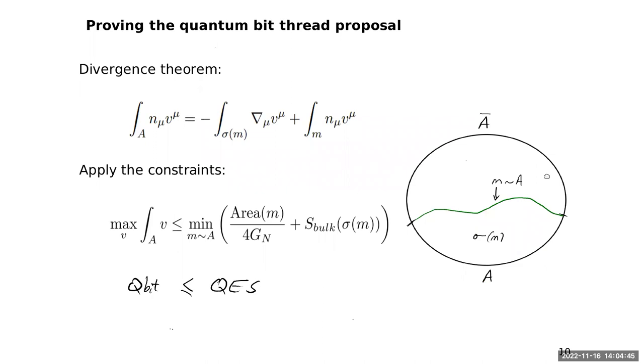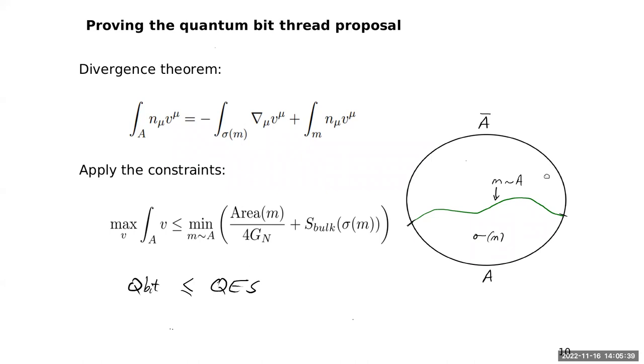So, as a first step towards proving equivalence to the quantum extremal surface description, we're going to consider whether it passes some simple consistency checks. The first thing we do is consider the divergence theorem, which says that the flux through A, which is the thing we're trying to maximize, is given by this integrated divergence plus the flux through M, which is an arbitrary surface homologous to A. Now we have these constraints, which imply that this first term, the integrated divergence of V over sigma, is less than S bulk of sigma.